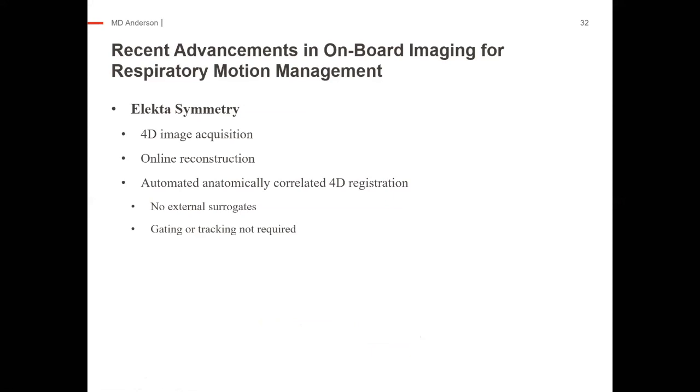Hannah? Yes. So we have a question, and the question is, in order to improve image resolution, what protocols do you recommend using for liver SBRT with cone beam CT?